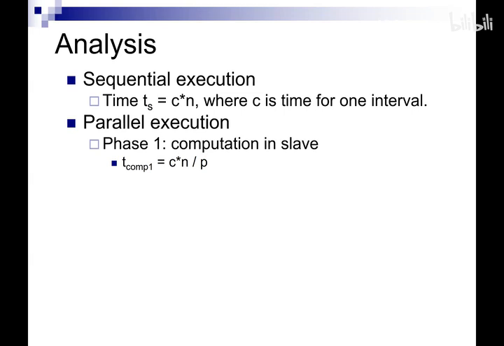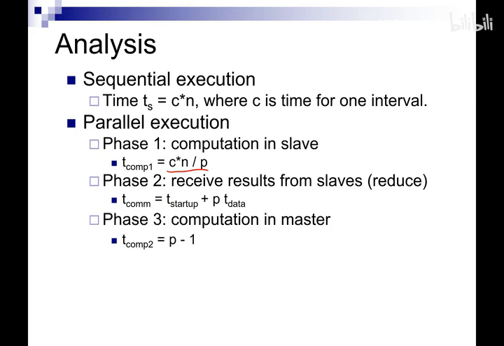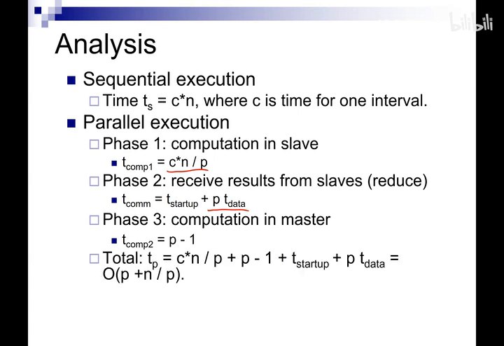Now you can do the time analysis for this. The sequential execution is going to take time c times n, where n is your number of intervals, and c is the time for one interval. In the parallel execution, each slave is going to get n divided by p intervals, so its computation time is like that. After that, we need to do this reduction. We need to get all the values from the slaves, and for simplicity, we're just going to say it's linear in p this time. Then you add up all these p values, which takes p minus 1 time. So the total amount of time is basically order p plus n divided by p.